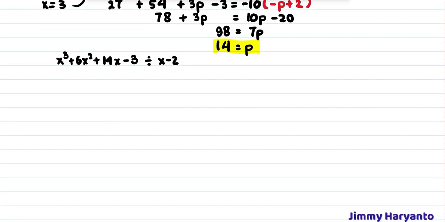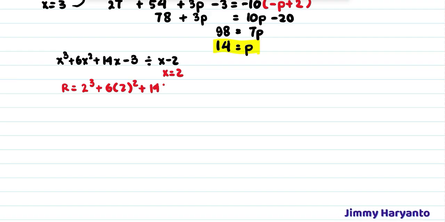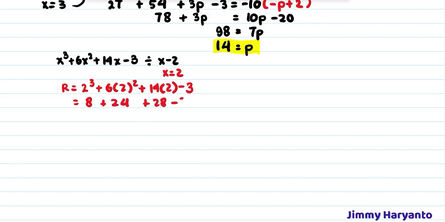Okay, so the question only wants you to find the remainder. Just input the value of x. x equals 2: 2 to the power of 3 plus 6 times 2 squared plus 14 times 2, and then minus 3. You will have 8 plus 24 plus 28 and then minus 3. 5, 29, 57 I guess. So the answer is 57.